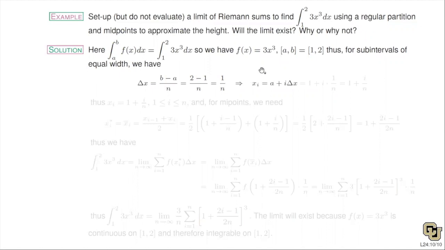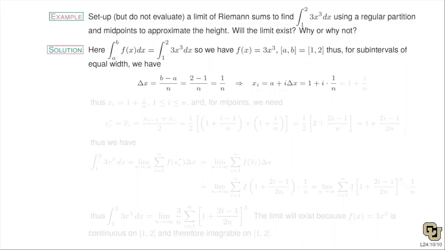So once I have delta x, I can calculate x sub i. You remember the x sub i's are like mile markers. After you travel a distance of delta x on the x-axis, you'll see an x sub i. So after I travel one distance of delta x, I'll see x sub 1. After I travel two distances of delta x, I'll see x sub 2. So this gives us our generic formula for how you can find the x sub i.